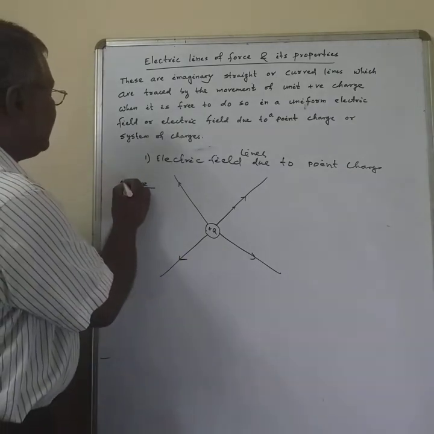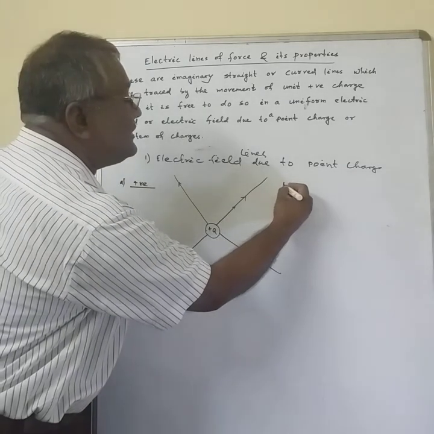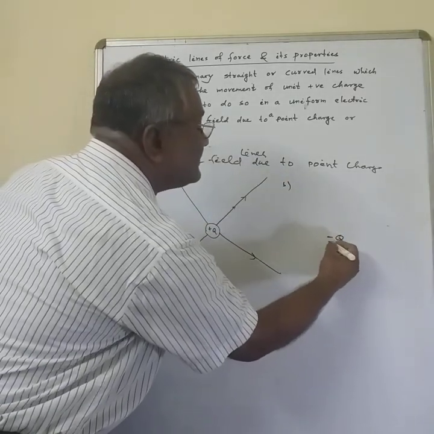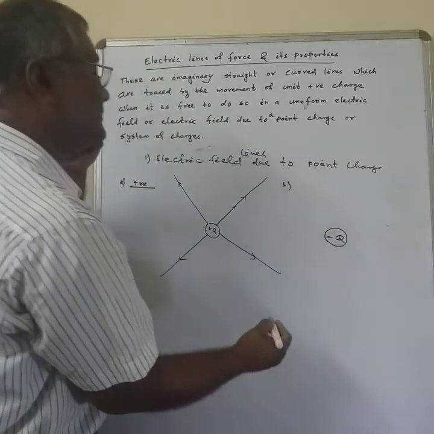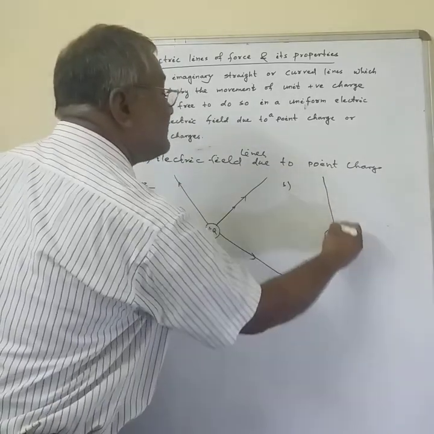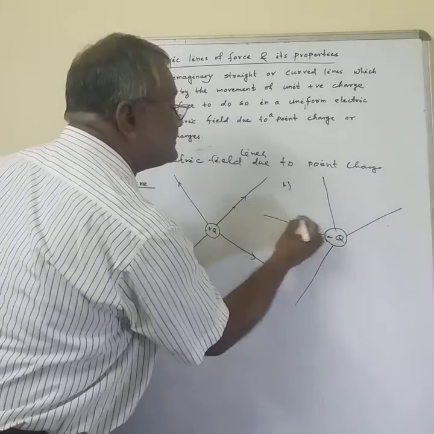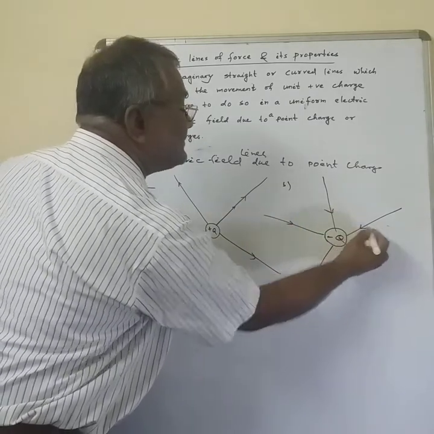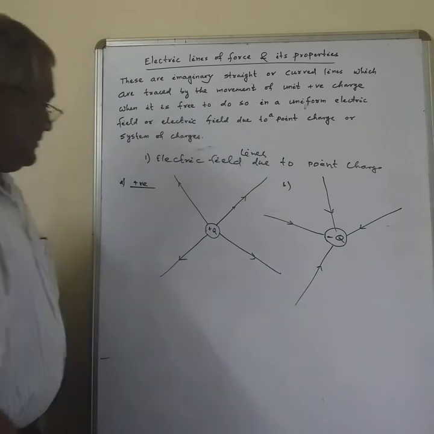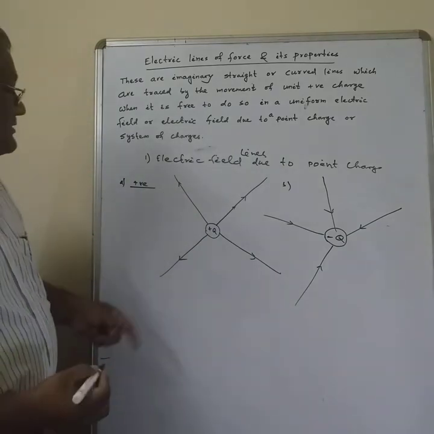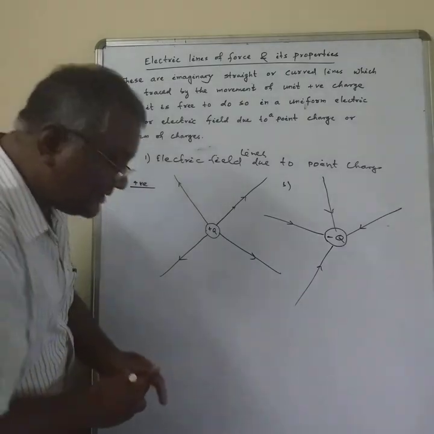Number 1A. Number 1B is for a negative charge, minus Q. The only difference is that the field lines will be straight but directed towards the negative charge. This is how to draw electric field lines due to a point charge, if it is positive or negative.